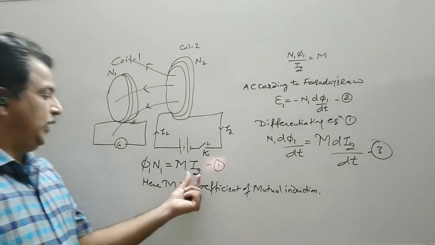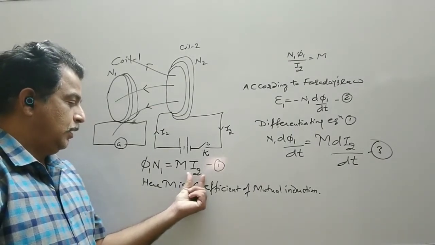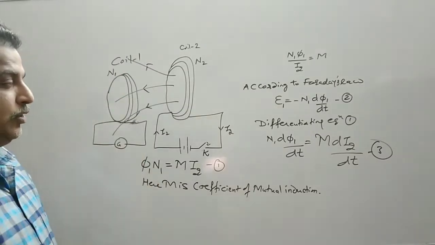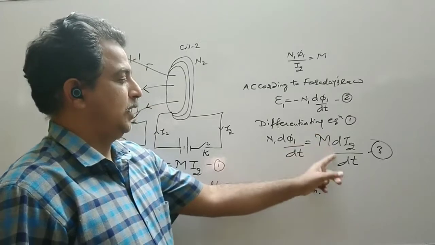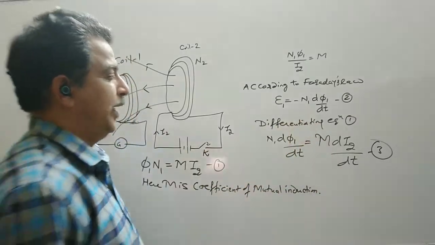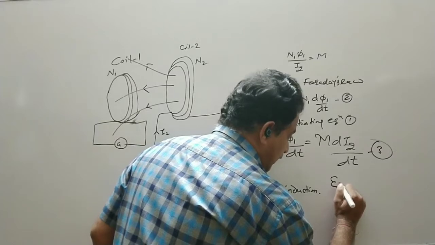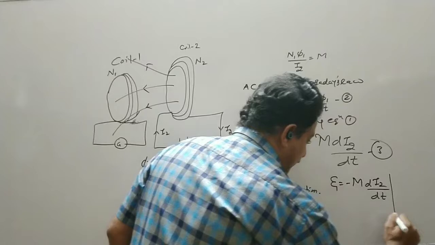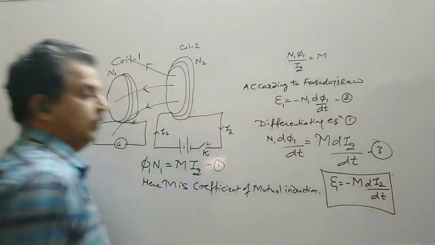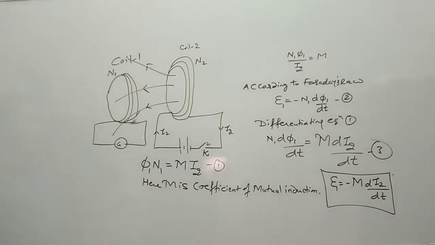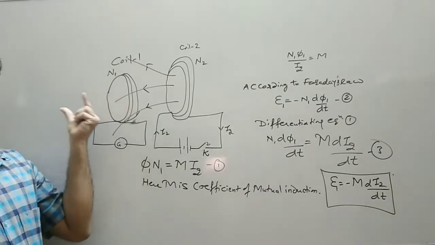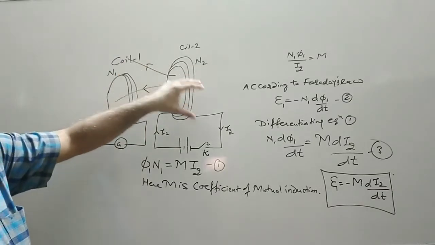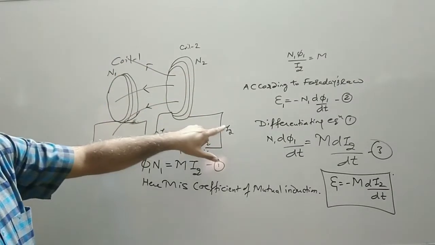So as I2 is changed, the flux linked with the coil 1 will also change. Now we substitute equation 3 in equation 2, and then E1 is equal to minus M dI2 by dt. So this is the formula for the EMF induced in coil 1 due to the variation in current I2.